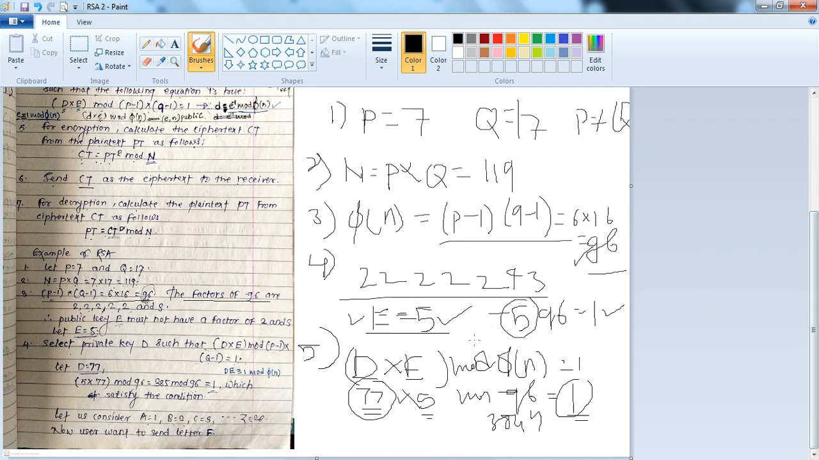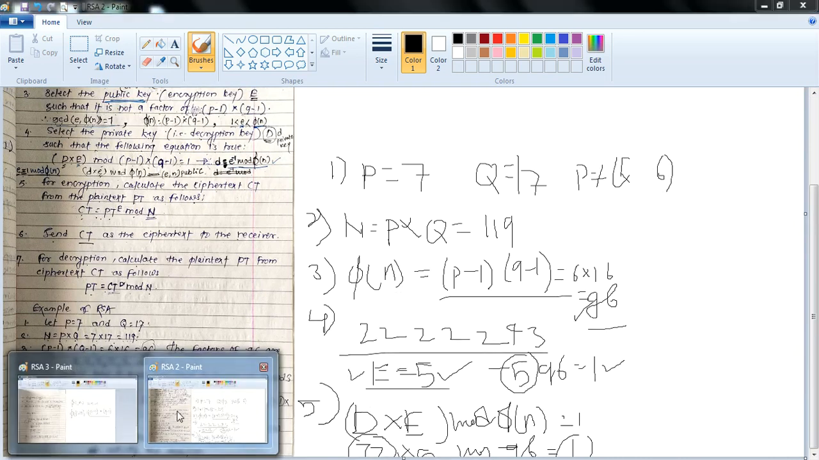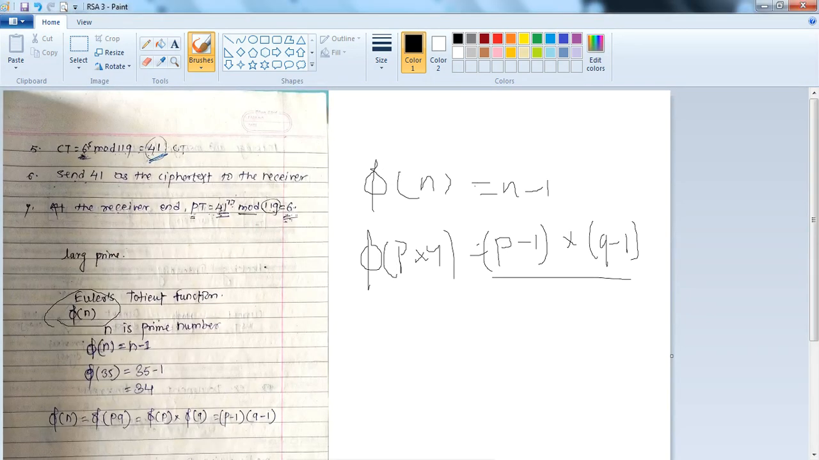Now we calculate the next step, step 6. What is step 6? Select the private key; we just calculated the D. Now we'll calculate the ciphertext and plaintext.